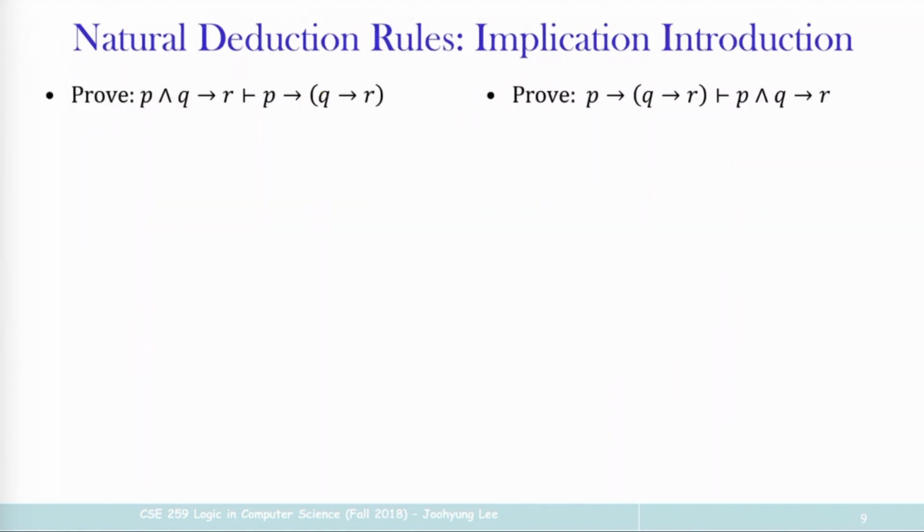Now let's do the exercise. So there are two formulas. From P and Q implies R, you can derive P implies Q implies R. So how can we derive this? Again, what do we do? Premises. So P and Q implies R is the premise. And then I don't have other premises. I have only one. What can I do?